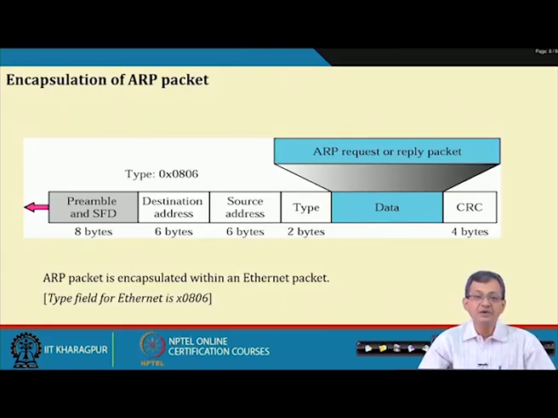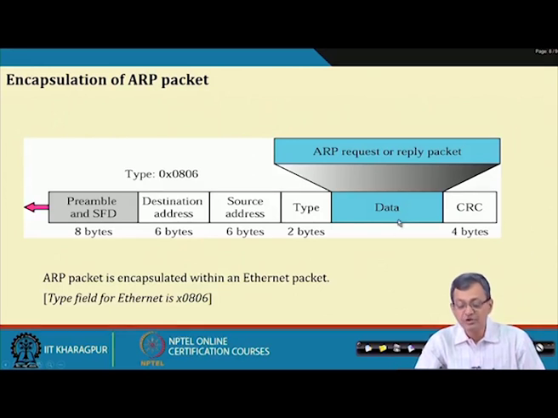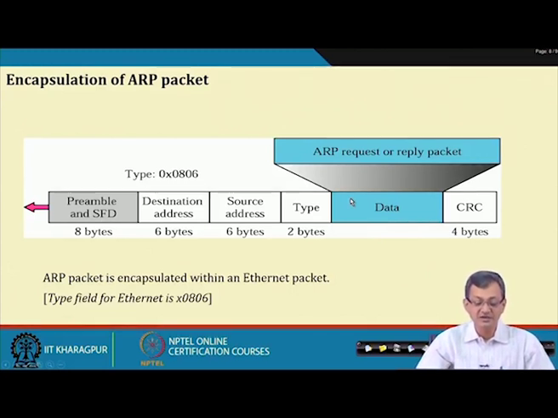Now, how will this ARP packet be carried? This is the encapsulation of the ARP packet. The ARP packet is encapsulated within the Ethernet frame, so it becomes the payload. Rest you remember, the preamble and SFD is 8 bytes, destination address and so forth are there. It is embedded into the frame. This is the Ethernet frame, and the type field of the Ethernet is 0x0806.